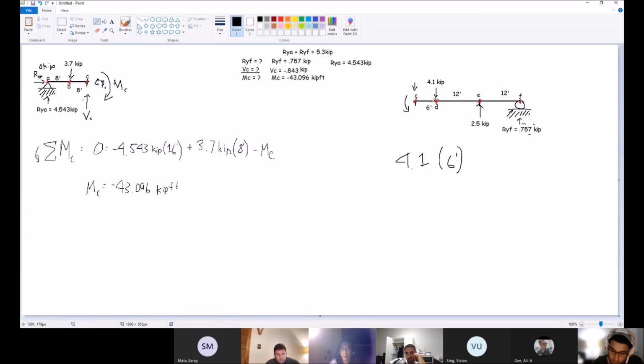times 6 feet. That would be negative, plus 2.5 times 18, plus 0.757 times 30. And then you would also get $43.11. And I rounded, so it's the same. See how they're the same.